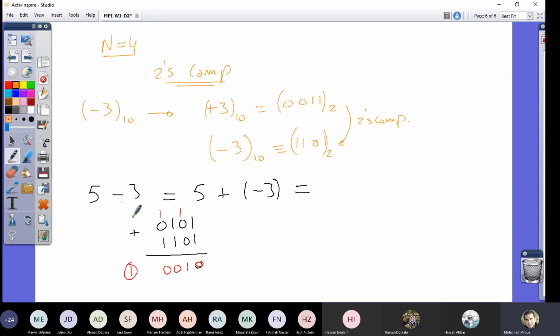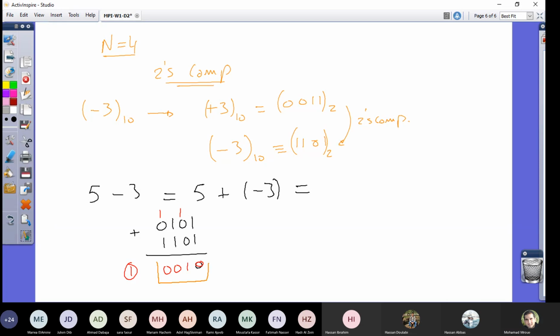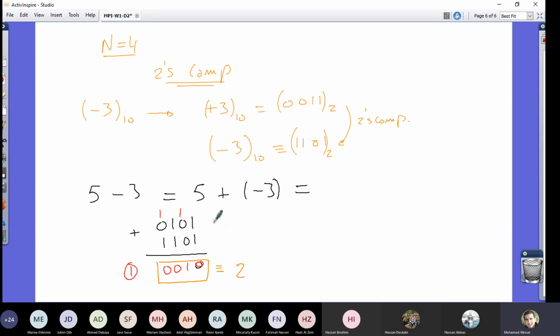So the result here, what will it be? This binary number, what is it? This is 2. Here we had 5 plus minus 3. Okay. So we also use the 2's complement representation here.